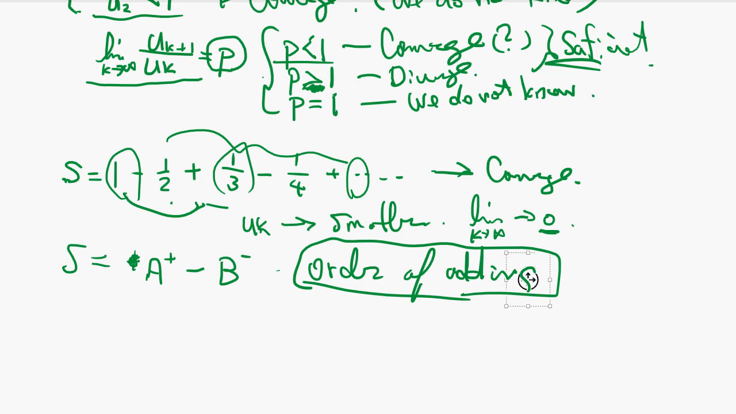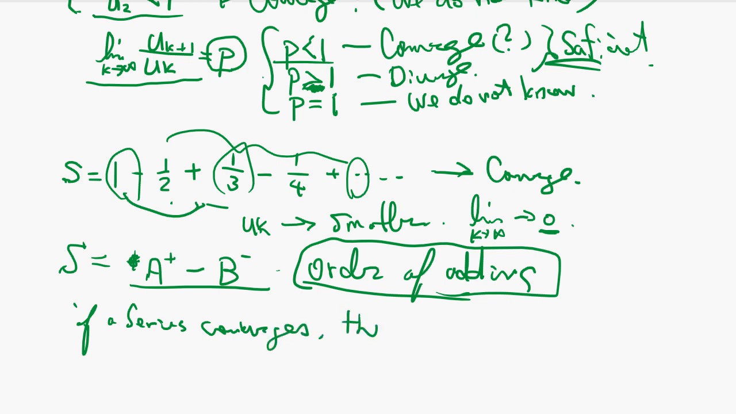Many funny things happen. Some series, if you change the order, are supposed to be converging but become divergent, or diverging ones become convergent, and so on. So can we change the order of adding? It turns out if a series converges, then it's okay to change the order. This we need proof for.